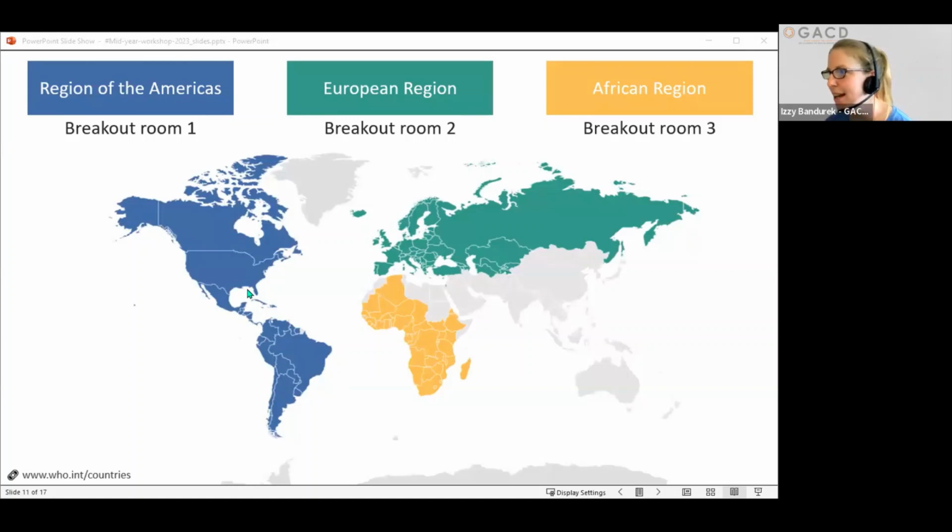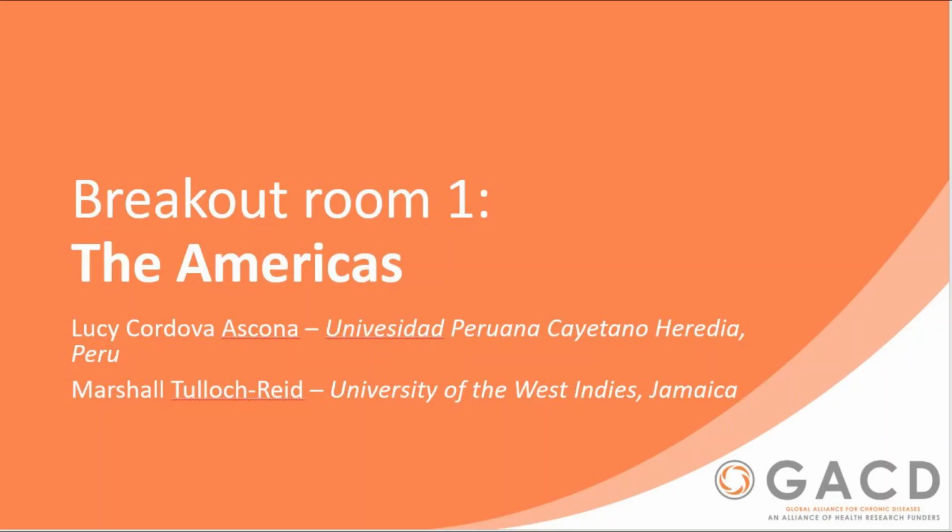In room 2, we'll be hearing about the European region and mental health implementation in Ukraine, and also cancer screening across multiple European countries, with Konstantin and Violette. And in the African region, you'll be with DK and Ruth, talking about hypertension in Nigeria and mental health in Zimbabwe. So you've got quite a feast of different things to talk about.